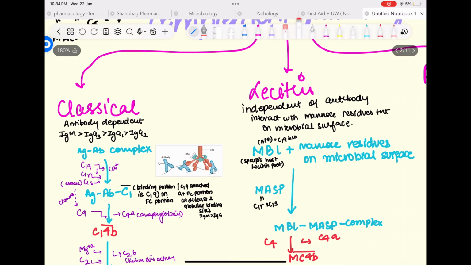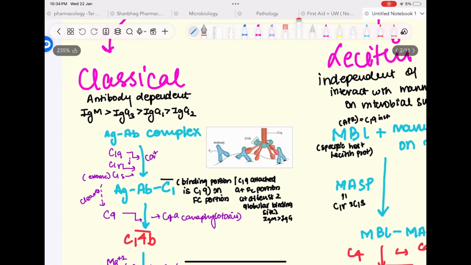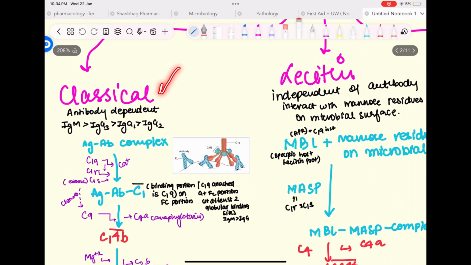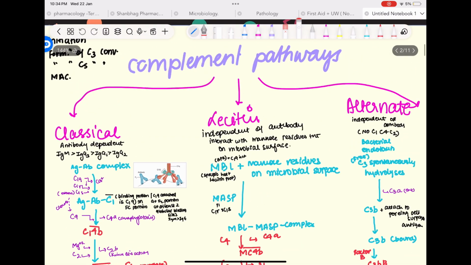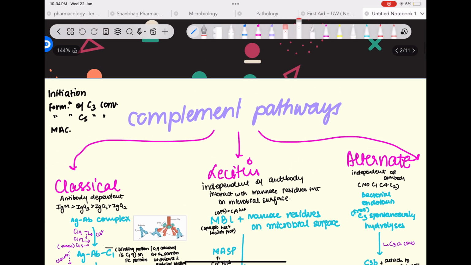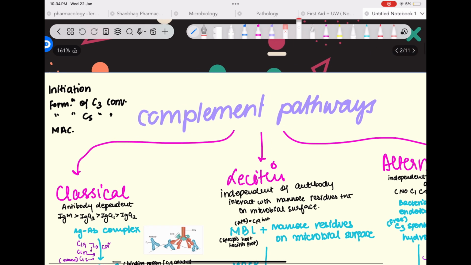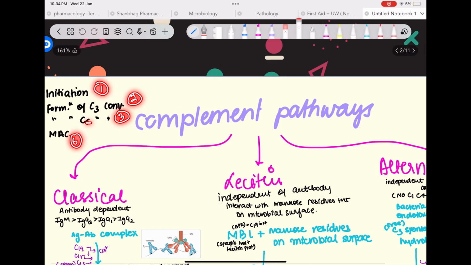Okay, so now let's take a closer look at the classical pathway. The classical pathway is an antibody dependent pathway. However, not all antibodies can bind to the complements of the classical pathway. To remember, there are four major steps that come in all 3 pathways: initiation, formation of C3 convertase, formation of C5 convertase, and formation of the membrane attack complex.